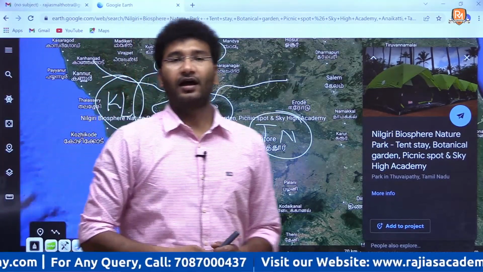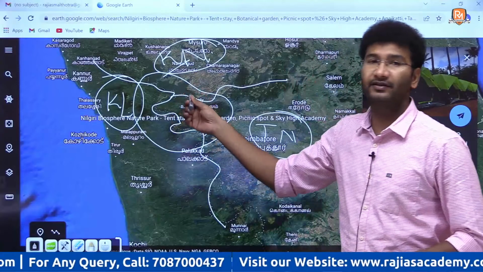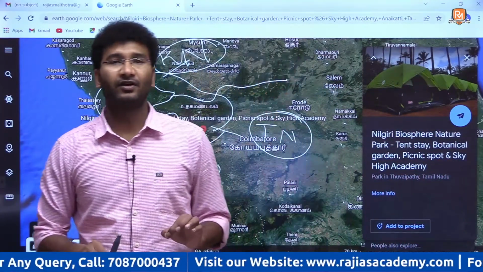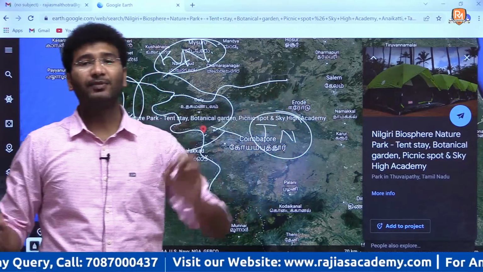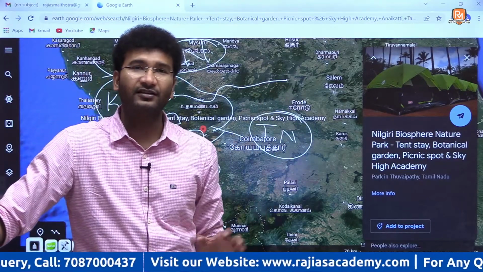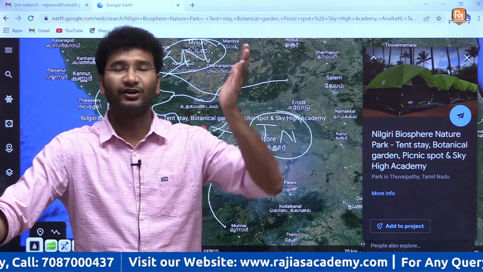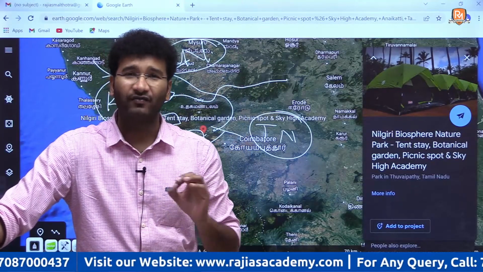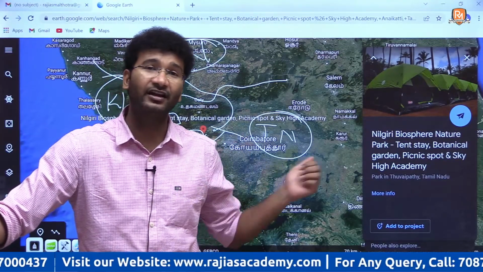Right? And within this Nilgiri Biosphere Reserve there are some plantations, that is tea plantations. For tea plantations, you need some kind of shade as well. You need shade and you also need some kind of nutrition. What kind of nutrition? Fertilizers are needed. What fertilizers? They need nitrogen.